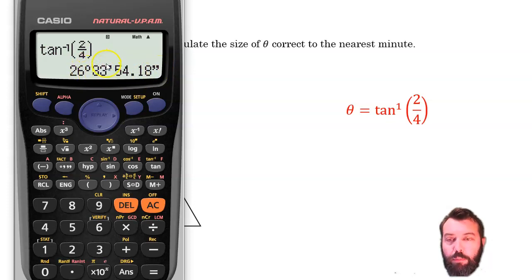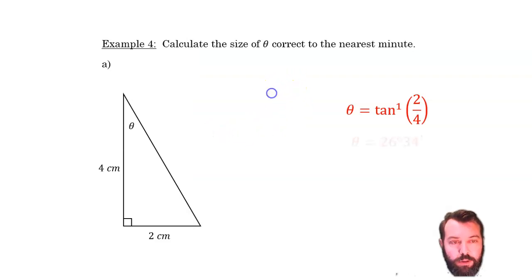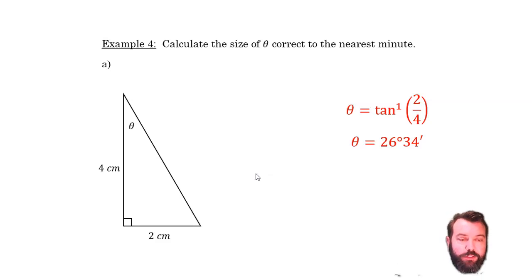And because that is more than 30 minutes, we're going to round up. We want to get to the nearest minute, not the nearest degree. To the nearest minute, you can see I've got 54 seconds, so that's nearly a full minute. So it's 26 degrees, 34 minutes is the size of that angle to the nearest minute.